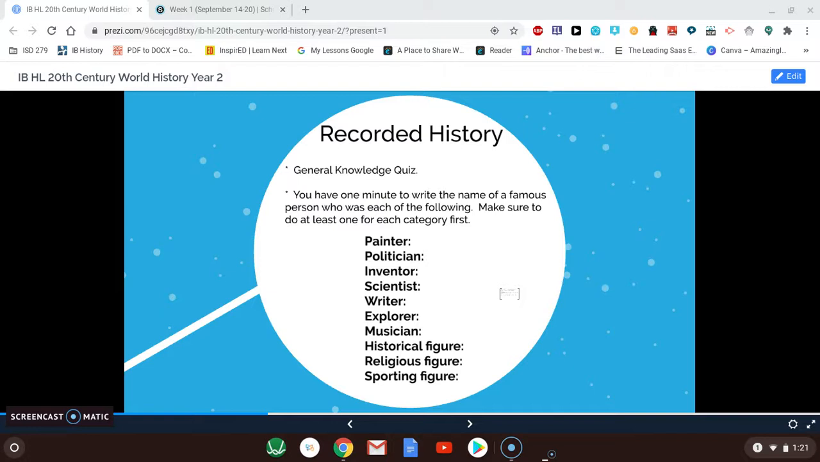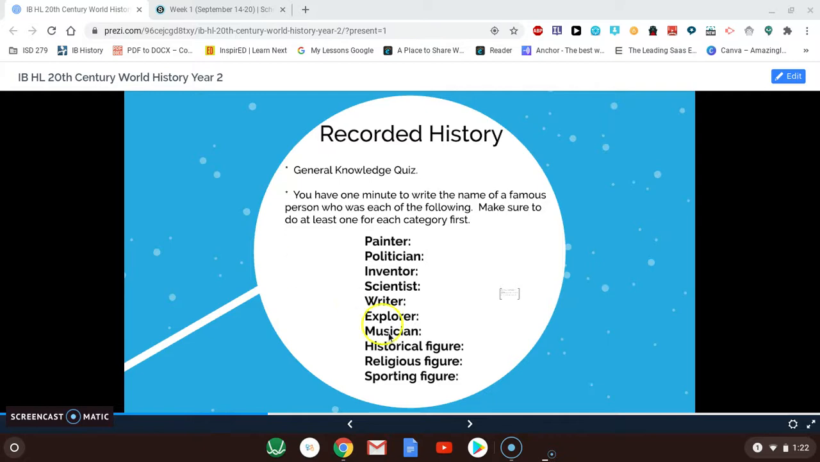So this is what I want you to do. You're going to pause this and try to time yourself. I'm not going to time you or anything. This is on you. This is just a fun activity, but it's going to play a part in what you do for the next assignment and the final assignment for this week. I want you to take 1 minute and write the name of a famous person who was each of the following things below. Go through and try to write a name for each one. If you get one of each, then go back and do another one. When you get to that point, after you time yourself for a minute, count up how many you got in total.